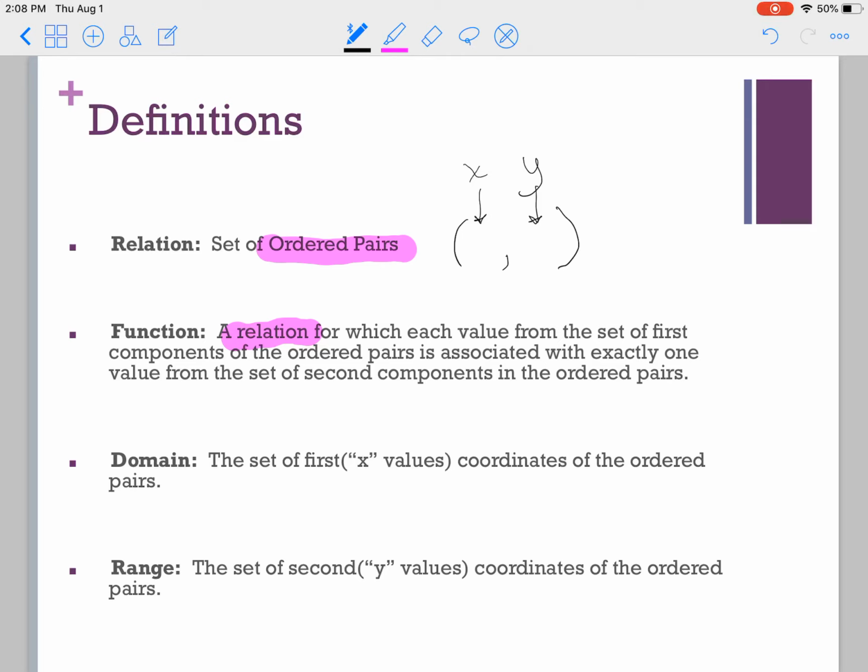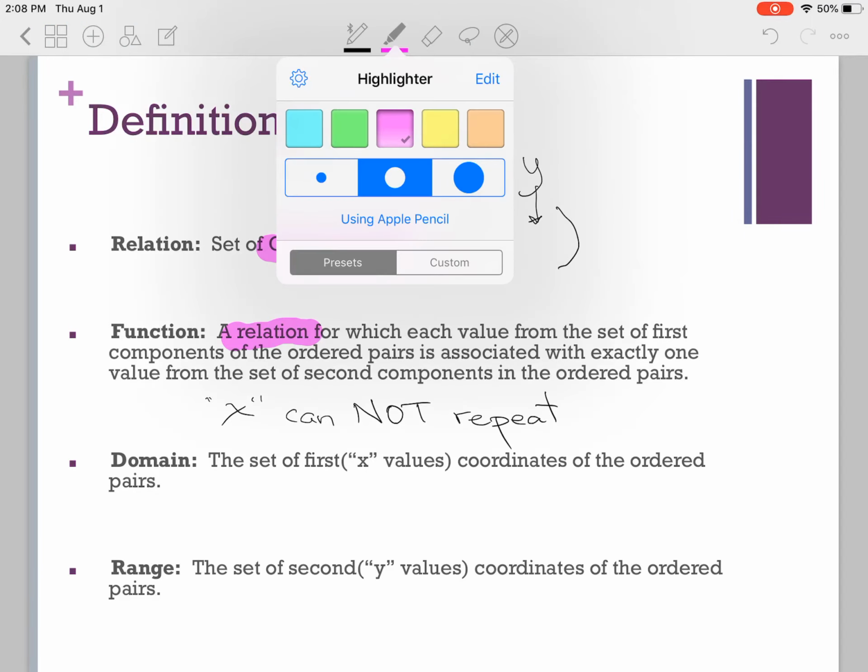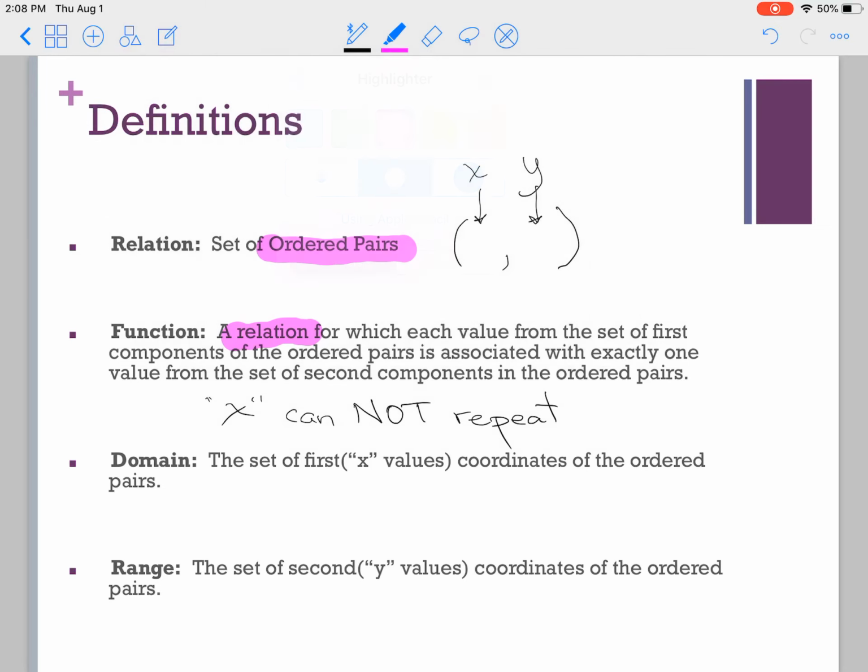Sometimes students will say that we can have no repeaters in the X. So the X cannot repeat unless it's the exact same pair. So the same X can be paired with the same Y, but X cannot be a repeater. Then again, we talk about the domain and the range. So the domain is all the X's, and the range is all the Y's. We said that just a minute ago on the previous screen.